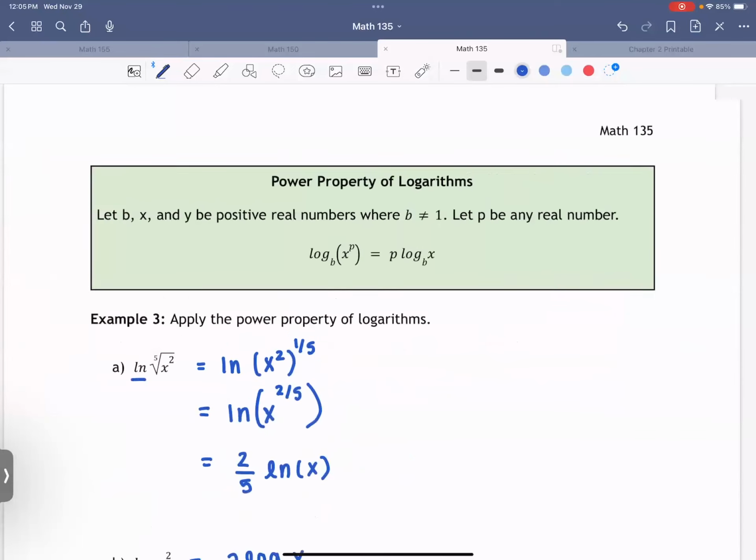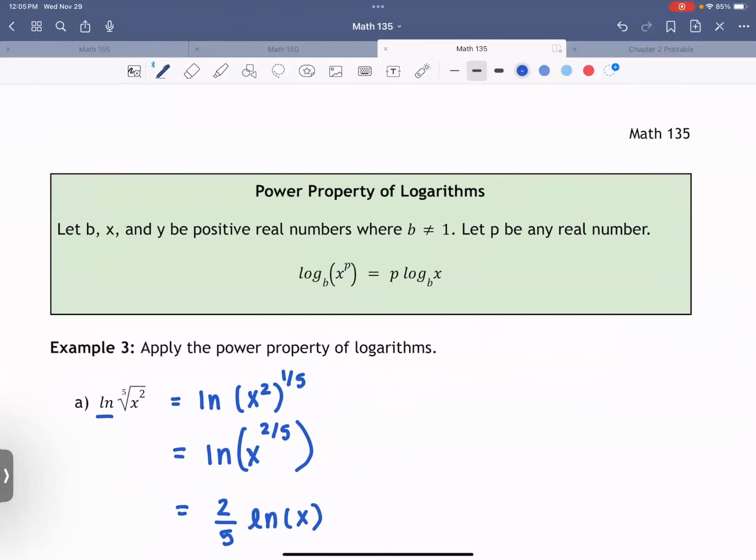Finally, there's a property called the power property, which talks about when everything inside the logarithm is being raised to a power. So for example, if you see log b to the 5th, you can take that 5 and bring it up front. So it'd be 5 log b, right? I think each of the individual properties are pretty easy. You just split up multiplication, division, powers, and all that fun stuff.